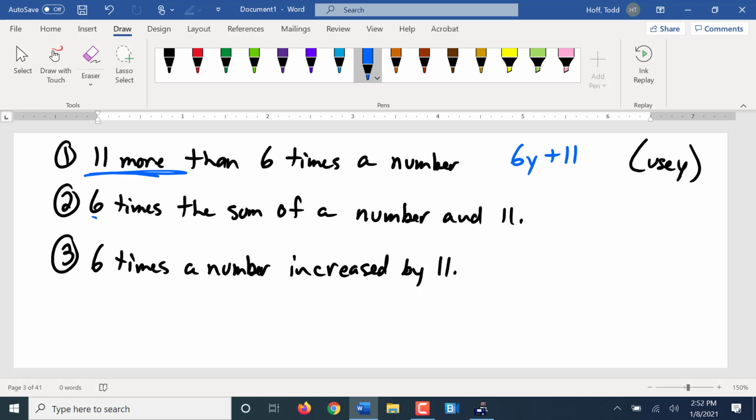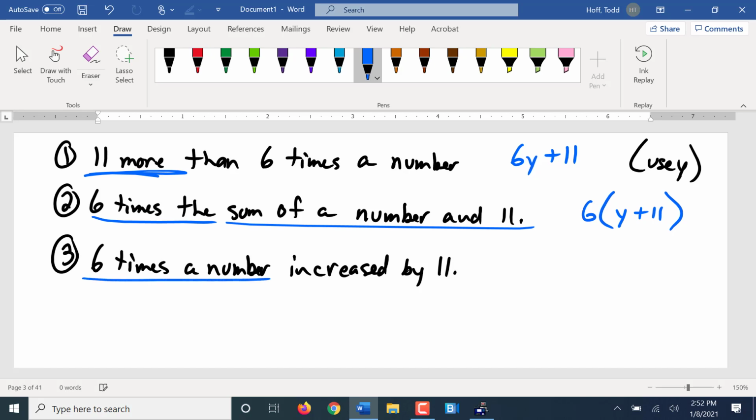So the next one, 6 times the sum of a number and 11. How do we do there? There you go. It's 6 times the sum, which means we have to make sure the addition is done first. So we put the y plus 11 in parentheses and then the times 6. 6 times the number increased by 11? Well, 6 times the number is 6y, increased by 11 is plus 11. Okay.